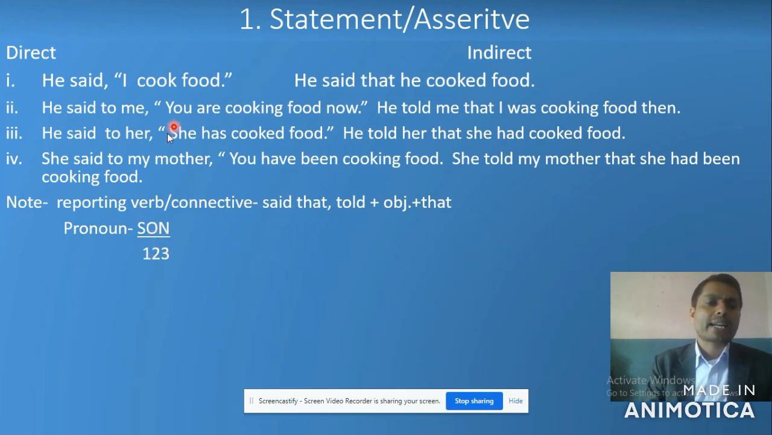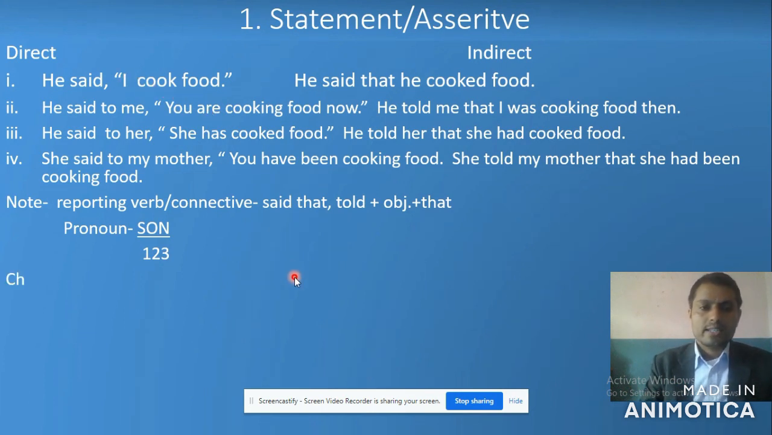That already we have practiced in the above given example sentences. Got it? Never forget this mnemonic while changing the pronoun of reported speech. You use the pronoun of reported speech.